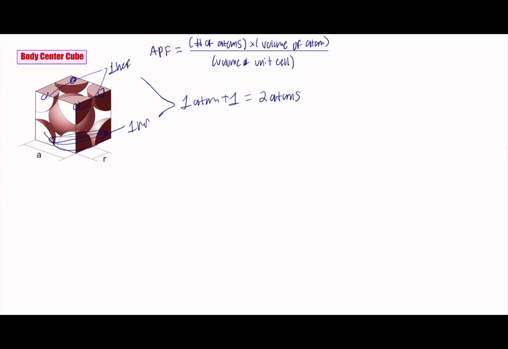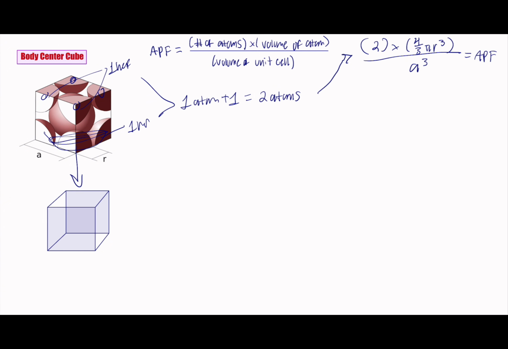So we can use that to put it into the equation, which will be 2 atoms times the volume of the sphere, which is 4/3 pi r cubed over a cubed. And once again, we have to find a way to simplify this in order to calculate the atomic packing factor. So I'm going to draw a cube so that we can better see how we can find a relationship to simplify this. So we'll draw the cube.